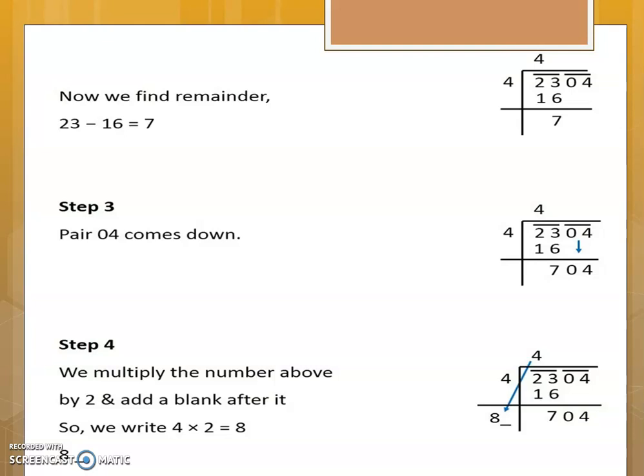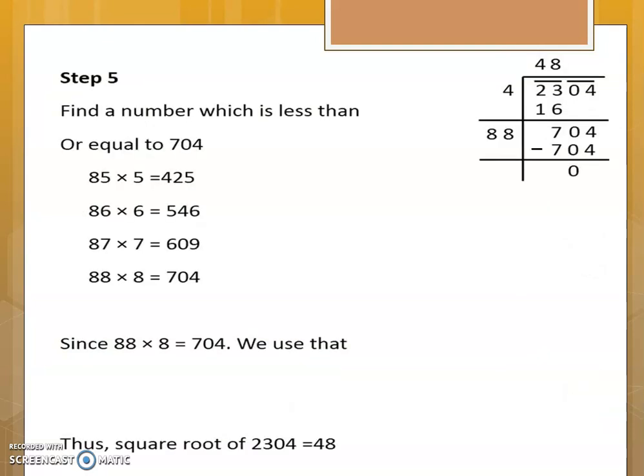All these combinations you can check and see when you will get 704 or a number which is close to 704. So in this we will see that 88 into 8 gives me 704, and 704 minus 704 is 0. So once I get 0 as the remainder, I can stop my process over here. And whatever is the quotient that is obtained here, 48, that will be the square root.